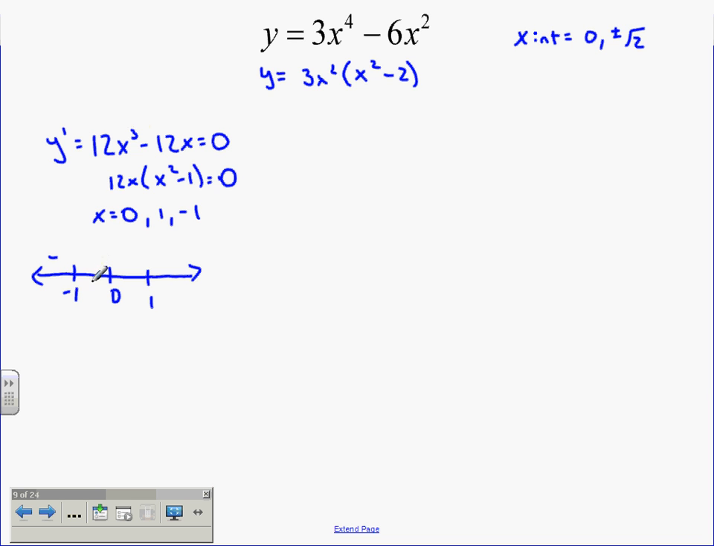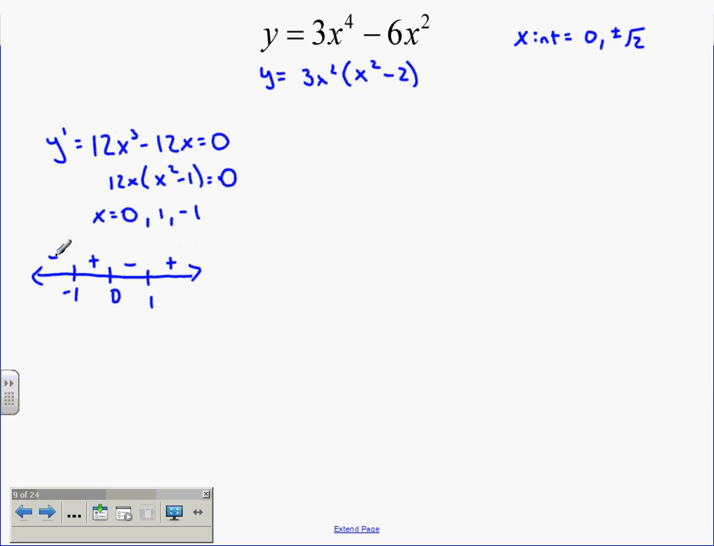Then I'm going to plug in negative 1/2. Negative 1/2 cubed is negative 1/8 times 12, which is negative 1.5. This is going to be 12 times negative 1/2, which is negative 6. So I would get negative 1.5 plus 6. I'm going to get a positive. If I plug in a positive 1/2, I would get 12/8, which is 1.5, minus 6. So that's going to be a negative. And if I plug in 2, I get 12 times 8, 96, minus 24. That's going to be a positive.